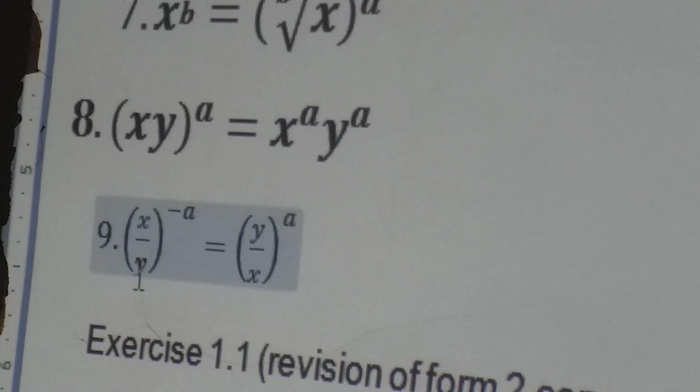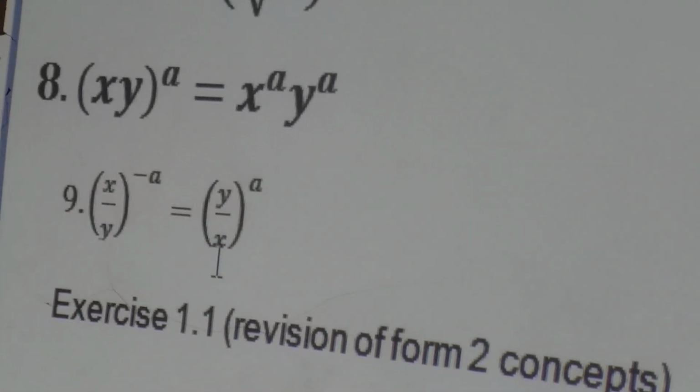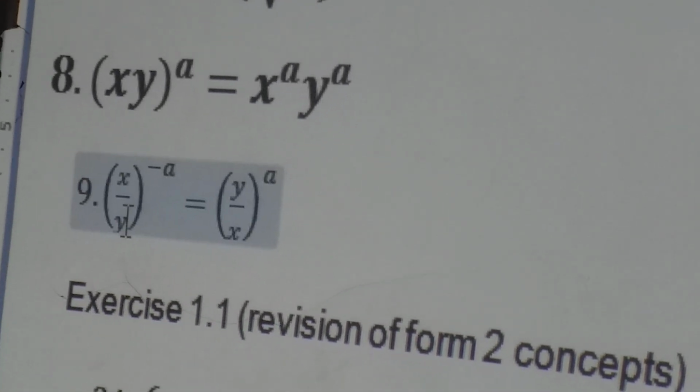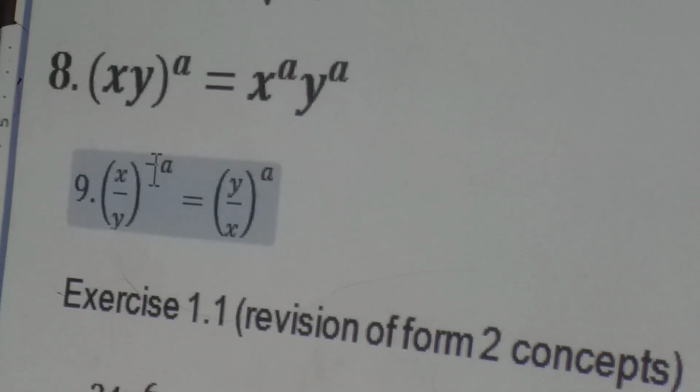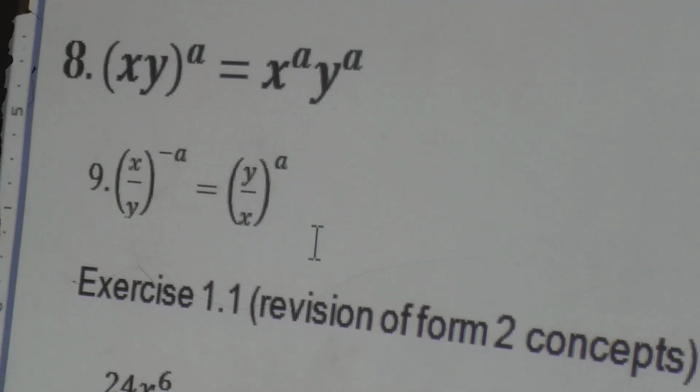Number 9: x over y, in brackets, to the power minus a is equal to y over x to the power a. That's when a fraction is raised to a negative power, you just invert the base so that the power becomes positive.